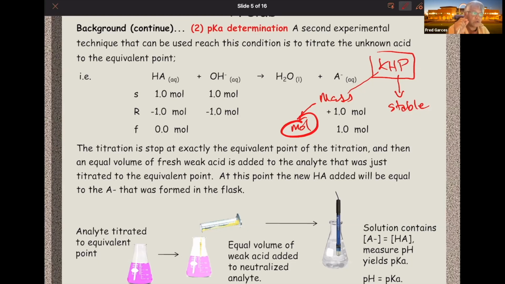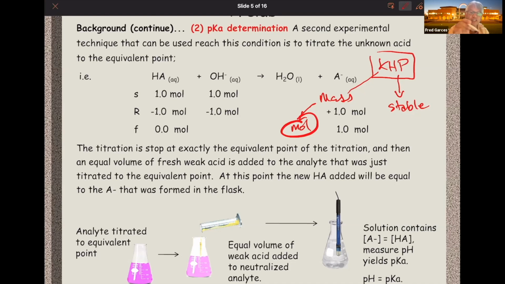So what do we do to get that exact concentration? We standardize the solution with KHP. Now, you guys don't have to do that because we've bypassed that, but I just want to mention that that is part of the procedure.